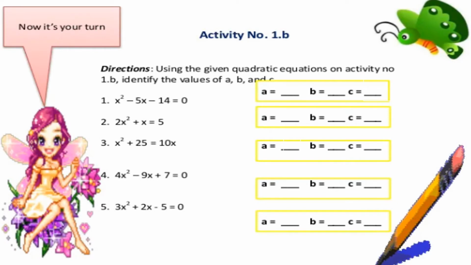Okay, so next activity, using the given quadratic equation on activity number 1, let us find out what are the values or identify the values of A, B, and C. Will you please find out what are the values of A, B, and C? Try nyo nga.